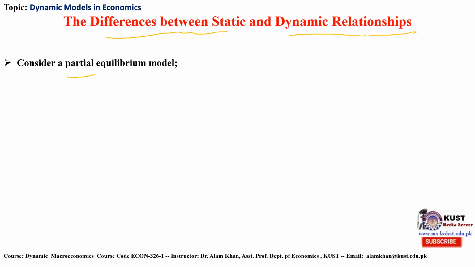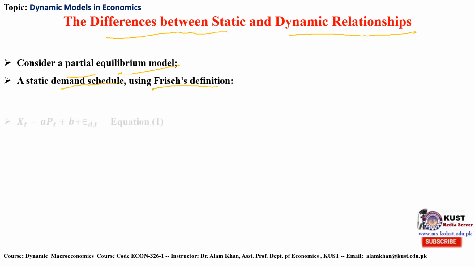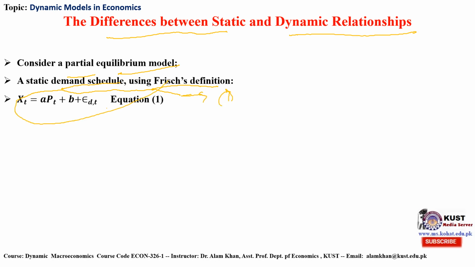Consider a partial equilibrium model. A static demand schedule using Frisch's definition: Xt = aPt + b + εt. This is your equation 1. a and b are the parameters.